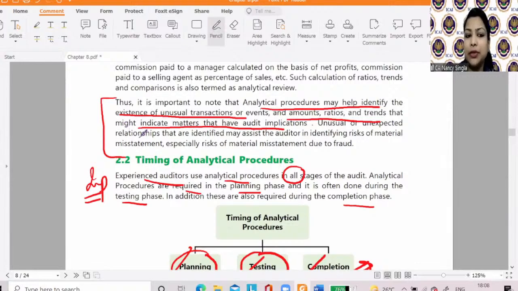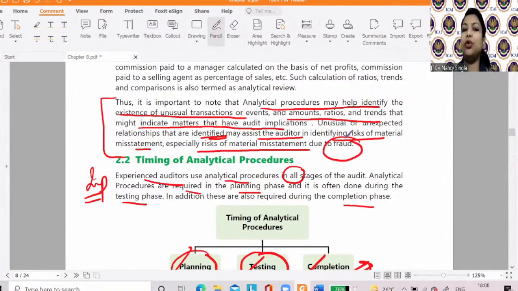Unusual or unexpected relationships that are identified may assist the auditor in identifying the risk of material misstatement, especially risk of material misstatement due to fraud. Very important conclusion. This summarizes why an auditor performs analytical procedure. What is the purpose when the auditor is performing analytical procedure as a substantive procedure? It is just a summary of what we have done in the last session. Tell me quickly whether till here everything is clear or not.